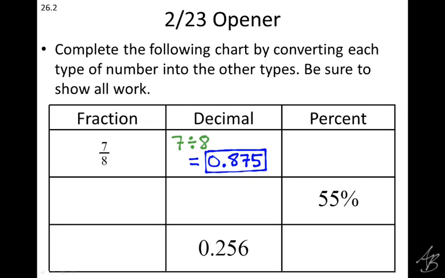Taylor? Yeah, we can just take that decimal. Remember, if you're changing a fraction to a percent, the first thing we do is change it to a decimal anyway. So Taylor, what are we going to do with that 0.875? Exactly. So we're going to take the decimal that we had, 0.875, and we're going to multiply that by 100% to change it to a percent. And Taylor, when we do that, what do we get?